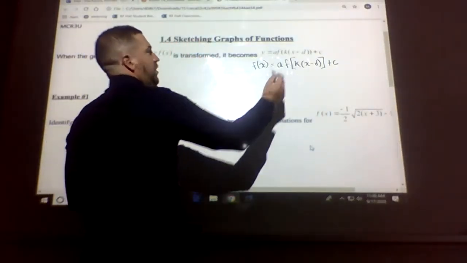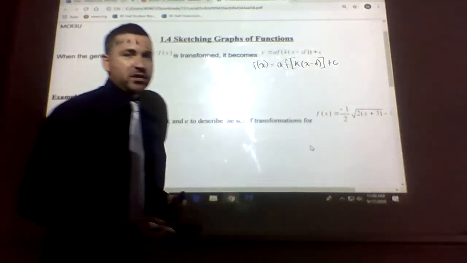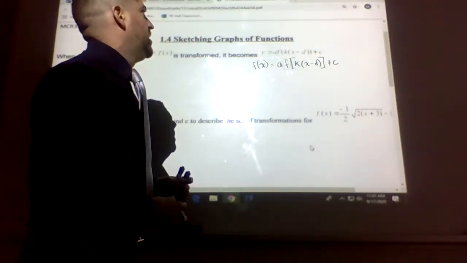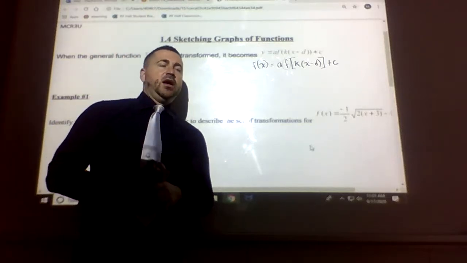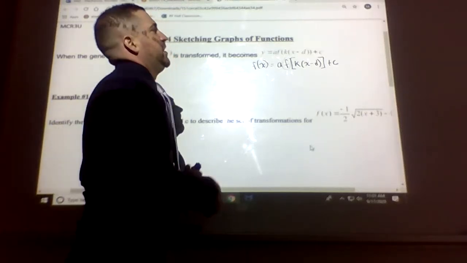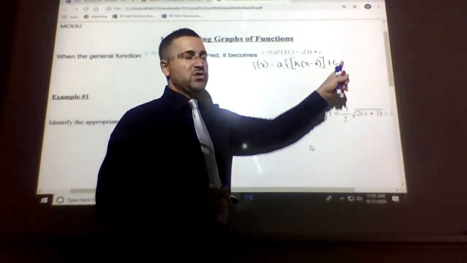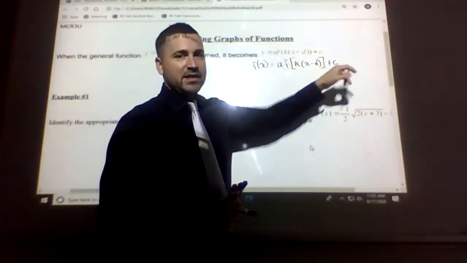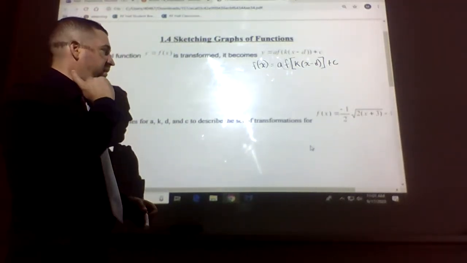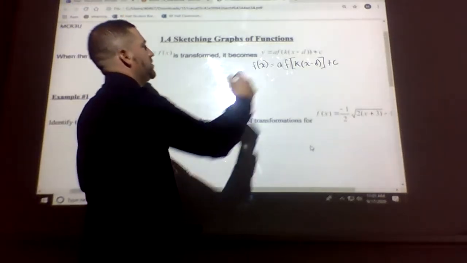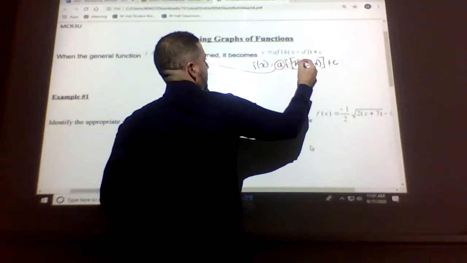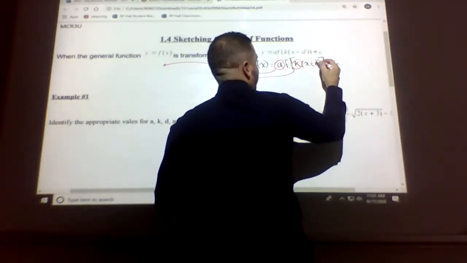The f here represents any function. So whether it's a quadratic function, a cubic function, or a square root function, it's all the same. We could do the transformations for each of the functions the same way. So we have our a, our k, our d, and c. Now to go through a little bit of a review, let's go through what a, k, d, and c do to each graph.